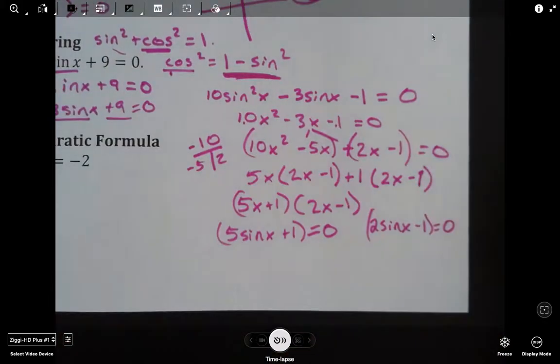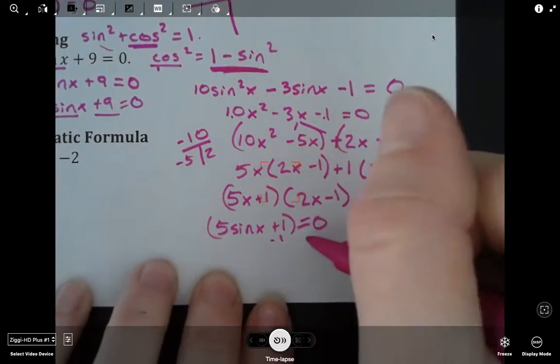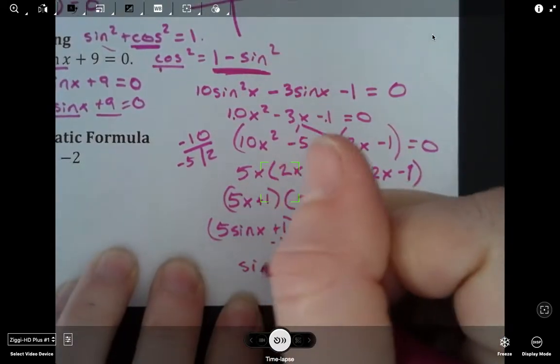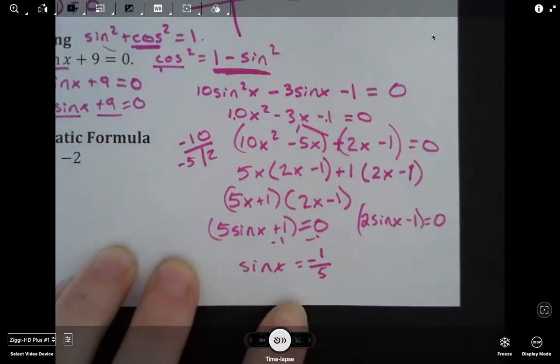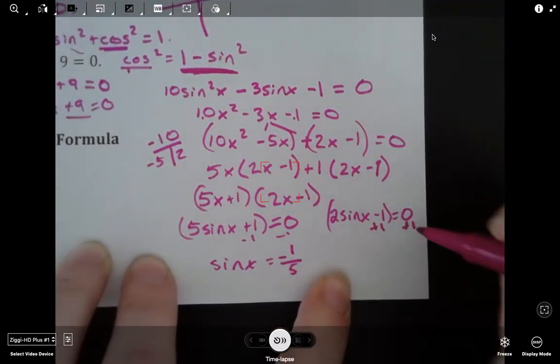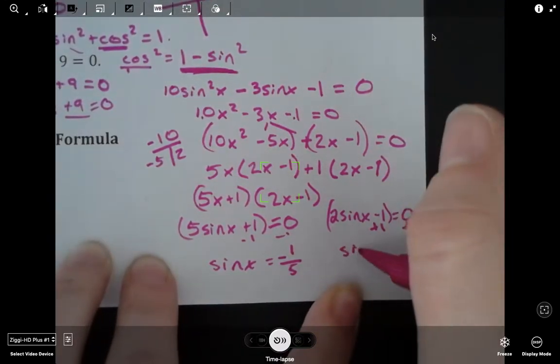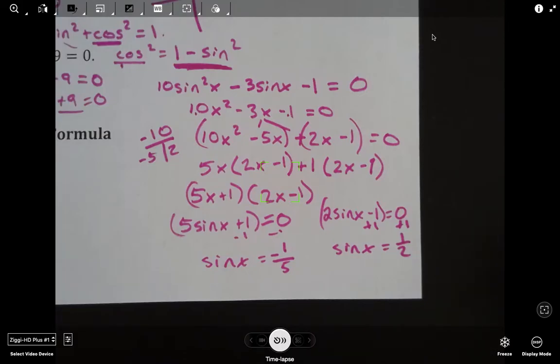Okay, I'm going to set those two there. All right, now I'm going to solve. So I'm going to subtract the 1 and divide by 5. Sine x equals, subtract 1, divide by 5, negative 1/5. Okay, over here, I'm going to add the 1 and divide by 2, so sine x equals 1/2. I'm going super speed through this, so if I'm losing you, please pause this a couple times, okay?